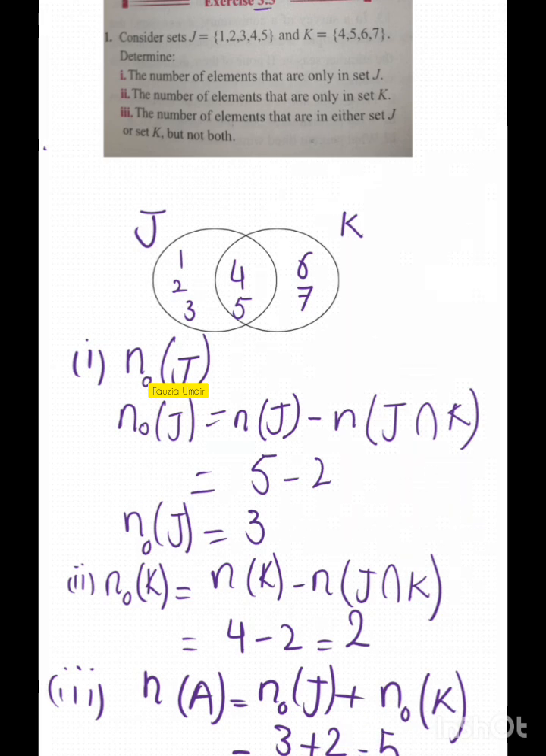So this makes sense. There is another way. If I don't know the number of elements only in J and only in K, then I can say that the answer of the third part would be the number of elements in J plus the number of elements in K minus the number of elements in J intersection K. That will make sense now. So number of elements in J are 5. In K there are 4 elements and you need to subtract 2.